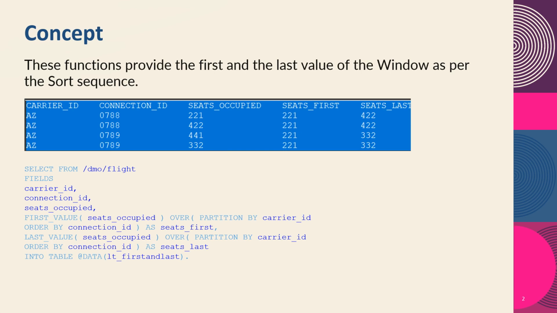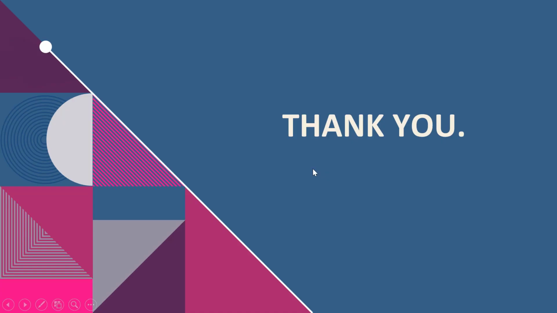So that's all about the use of first value and the last value in the select query. Remember, it is driven by the order by, but we need to partition. We need to create partition windows by a field, like here it is carrier ID, to realize the use of first and last value. Thank you for watching.